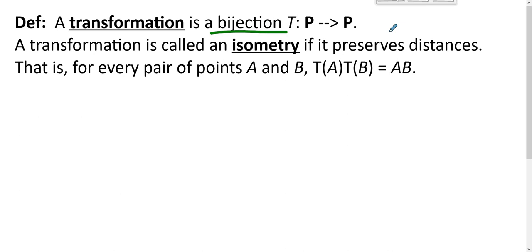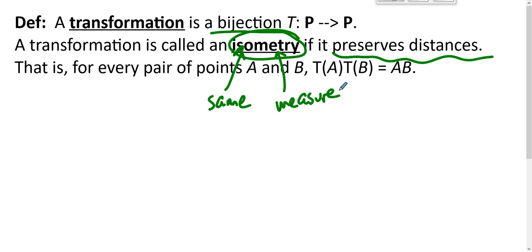A transformation is called an isometry if it preserves distances. And so these are the ones we focus on in our study of transformational geometry. These are the ones that matter: for every pair of points A and B, the distance between the image of A and the image of B under this transformation is the same as the distance between A and B. So isometry, that's two Greek words. This is same, and this is measure. Iso from isosceles, same. Metros from pretty much everything metric, measure.